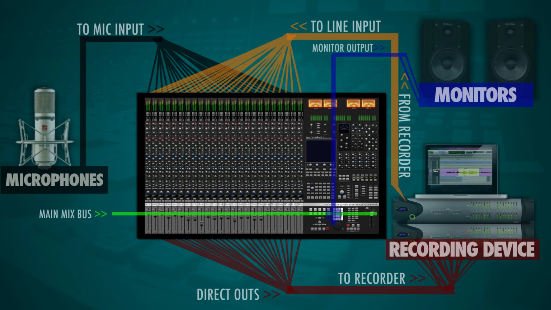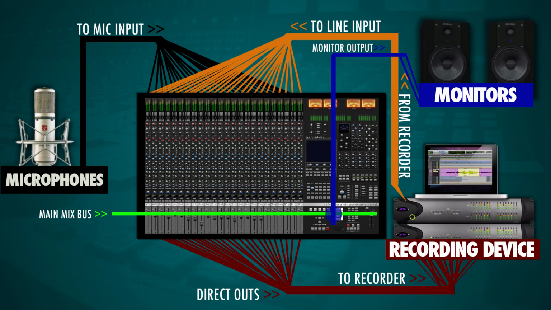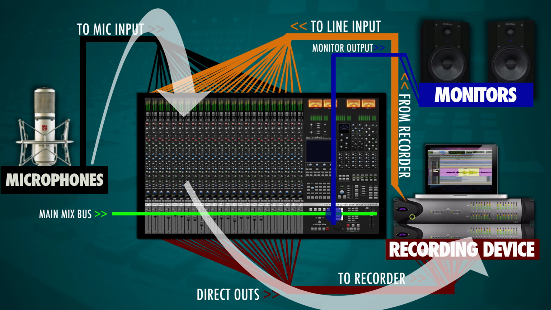So we're going to be connecting the direct outputs from each channel to the inputs of our recording device. We're going to be plugging in some microphones for the band that we're going to be recording, and these are going to go into the microphone inputs on the console. So these signals now will be outputted into our recording device over the direct outputs of each channel. We'll be feeding the output of the recording device back into the console over the line connection.